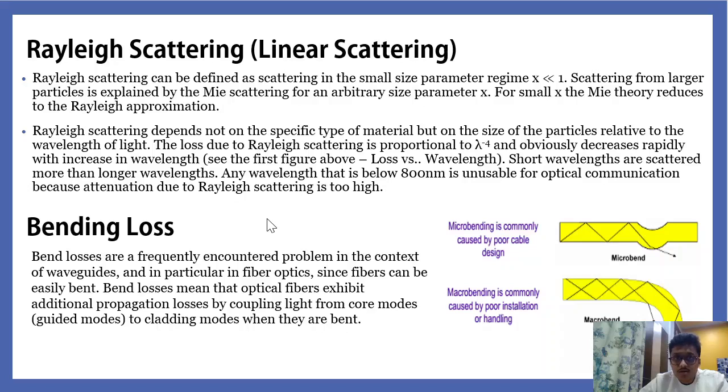Rayleigh scattering does not depend on the specific type of material, but on the size of the particles relative to the wavelength of light. The loss due to Rayleigh scattering is directly proportional to 1/λ^4 and obviously decreases rapidly with increase in wavelength.